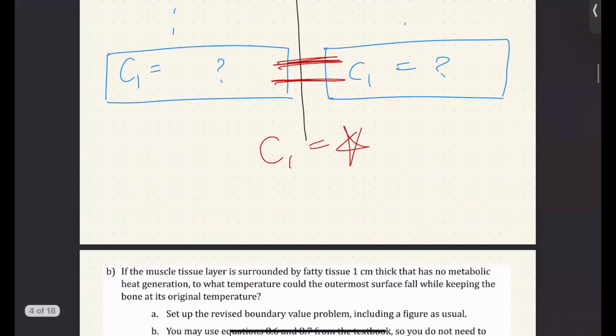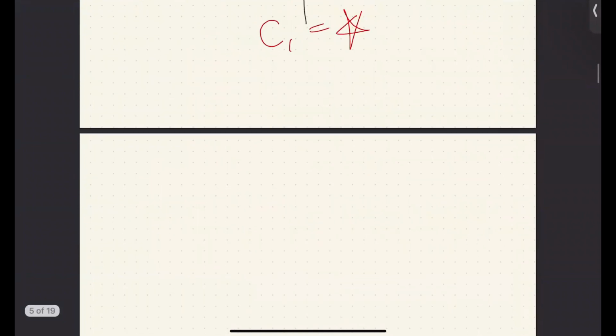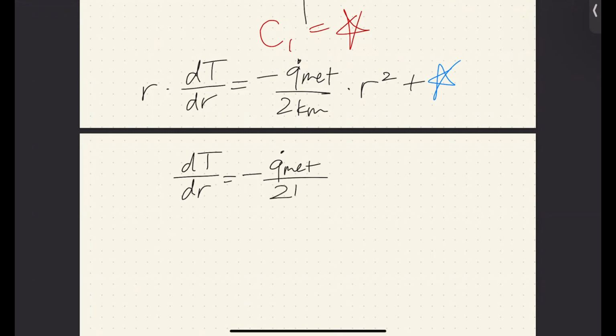Now, again, running out of pages, we have R times dT/dR. I'm just rewriting what we had above. It's negative Q_met over 2km times R squared plus star. Different color star, that's okay. So we move the R over to the other side. We have dT/dR equals negative Q_met over 2km times R, because we divided by R, plus star over R.